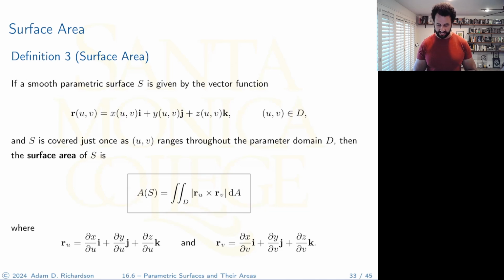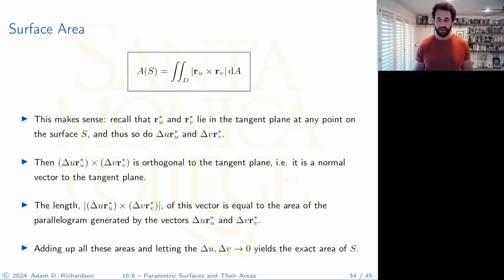It's a double integral over D, and this is the function that we're integrating. And then there's our differential, dA. Like before, r sub u is the derivative of r with respect to u, and r sub v is the derivative of r with respect to v. And there's our area formula. Okay.